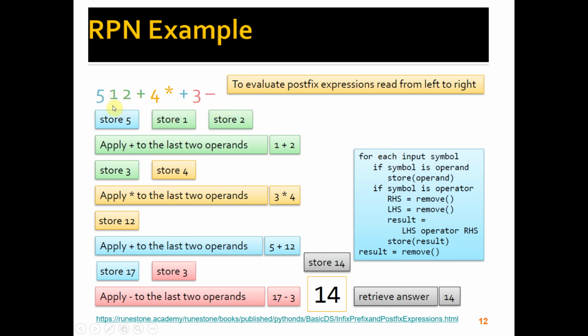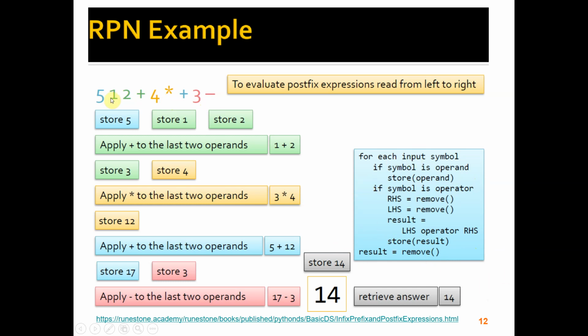These are the terms that we have. We have different symbols. Some symbols are operands, like 5, 1, 2, 4, and 3. And some symbols are operators, like addition, multiplication, and subtraction. There should be a delimiter. In this case, for example, we use a space as a delimiter between the symbols. We can use a comma.